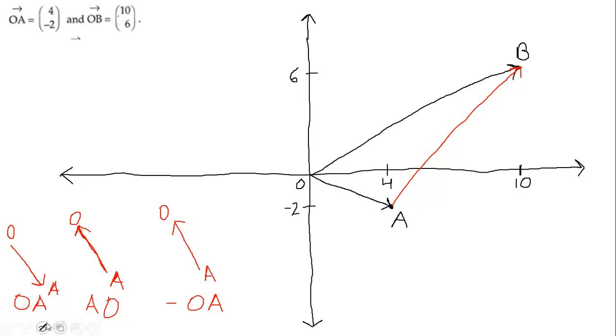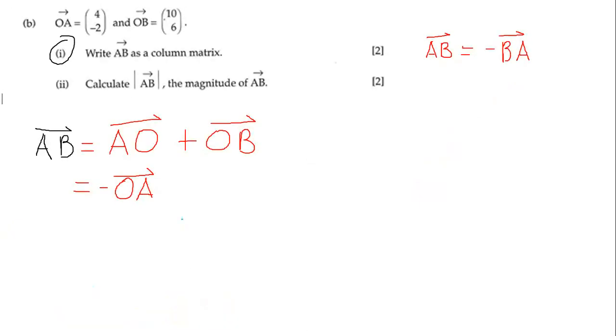Now, hopefully now you can see clearly that the vector OA is the same thing as the vector negative OA. Because look, they're heading in the same direction and they have the same magnitude. And so that's why we say AO is equal to negative OA. So AO equals negative OA. So now we're going to add OB.